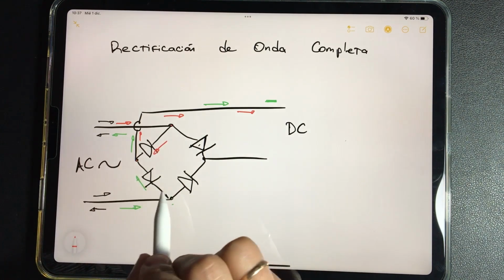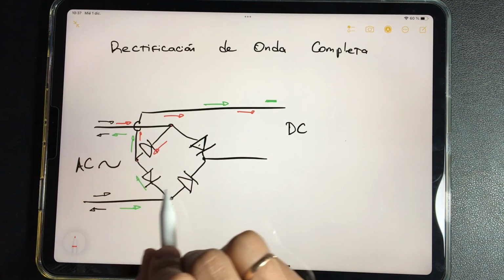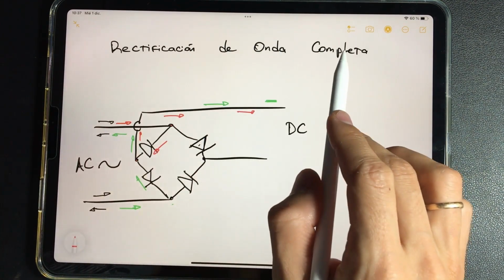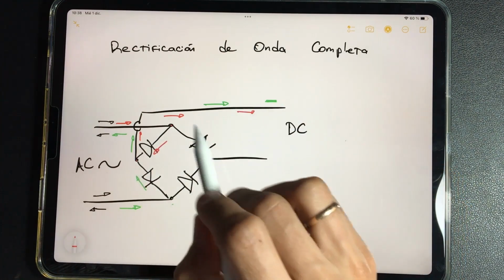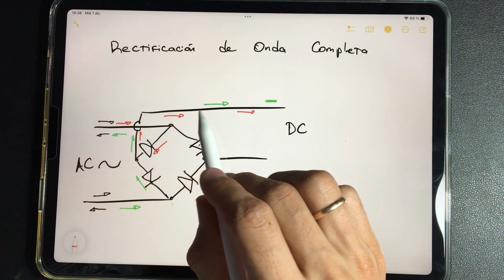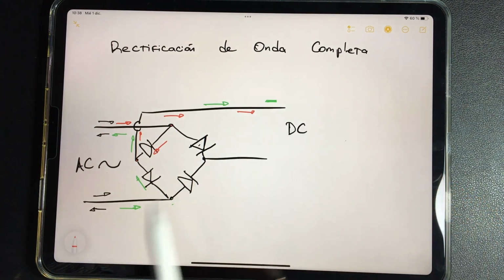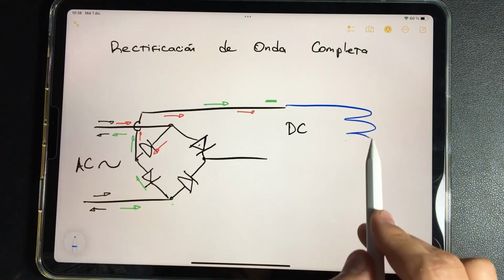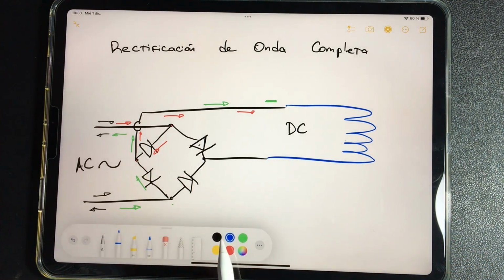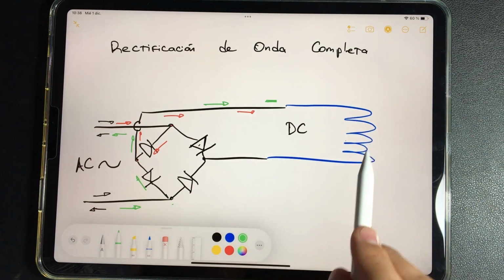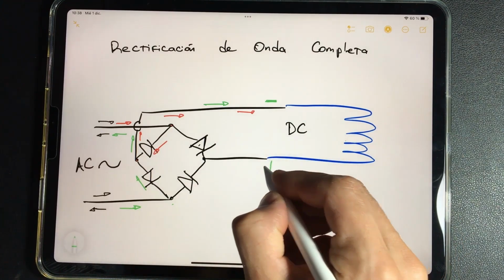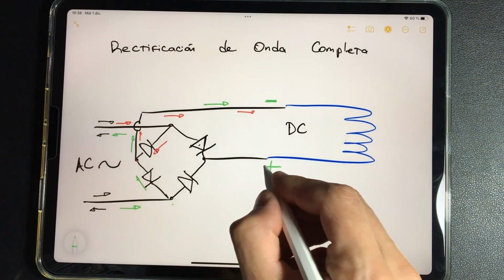Notice that we don't care if we enter here or here. Thanks to this configuration, which is called full wave rectification, thanks to this diode configuration, the electrons will always be entering the circuit through here. What does it mean? That they will go through the entire circuit that they have to feed, and the output will always be on this side. This always makes the other pole positive.